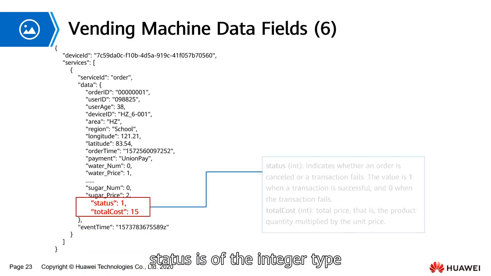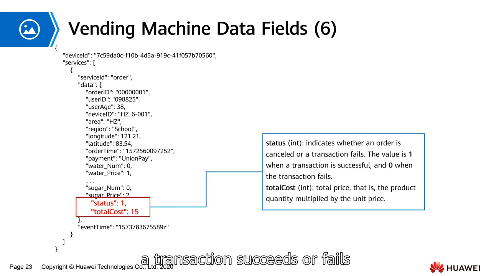Status is of the integer type, indicating whether a transaction succeeds or fails. The value 1 indicates that the transaction is successful, and 0 indicates that the transaction fails or is cancelled. In the second case, the number of all products is 0. Total cost is of the integer type and indicates the total price, that is, the quantity of the products multiplied by their unit prices.